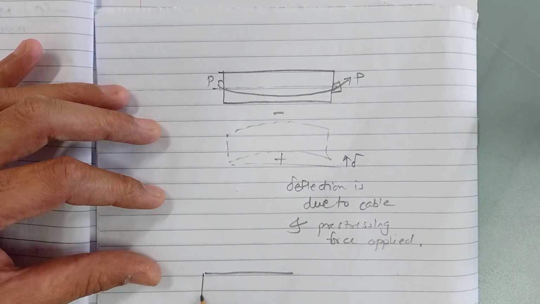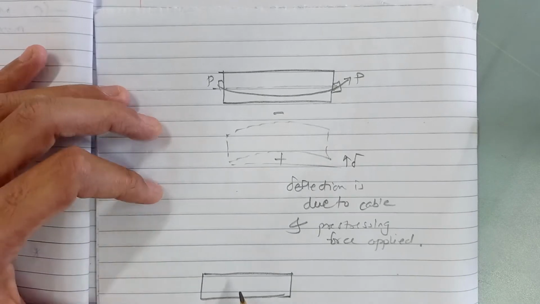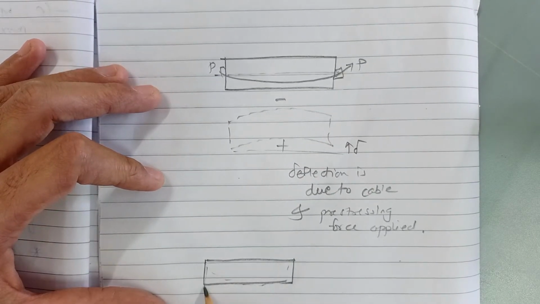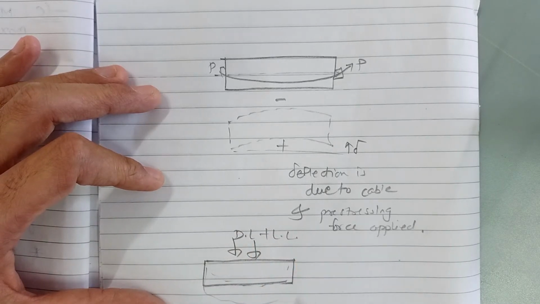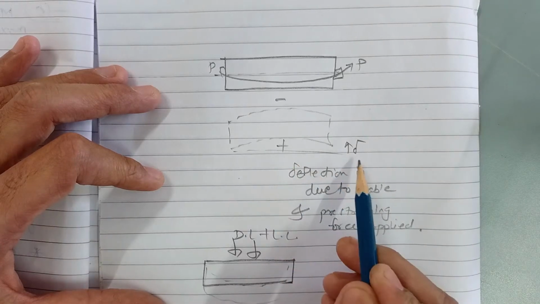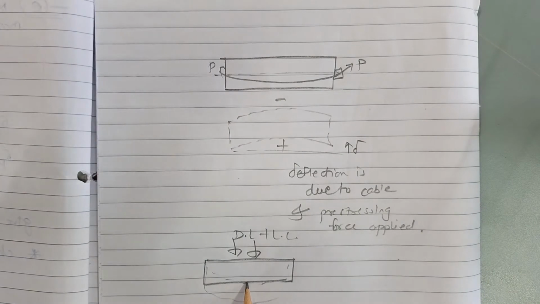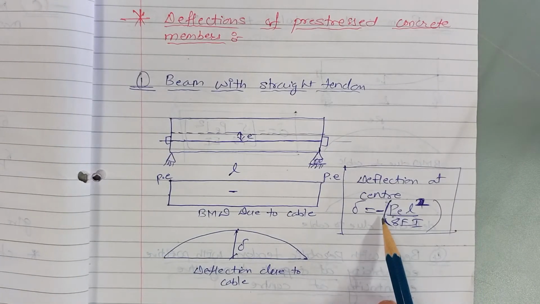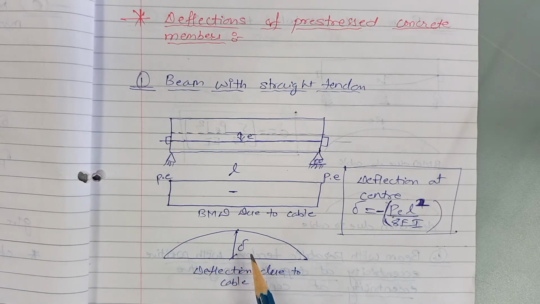And at service stage, means at final stage, deflection will be in downward direction as usual, because some dead load and live load will be acting on the member. Hence at initial stage deflection will be in upward direction, at final stage deflection will be in downward direction. Now just have a look. Deflection formula when straight tendon is provided is delta equals minus P into e into L square divided by 8 EI. Here the minus sign indicates that deflection is in opposite direction, that is upwards.